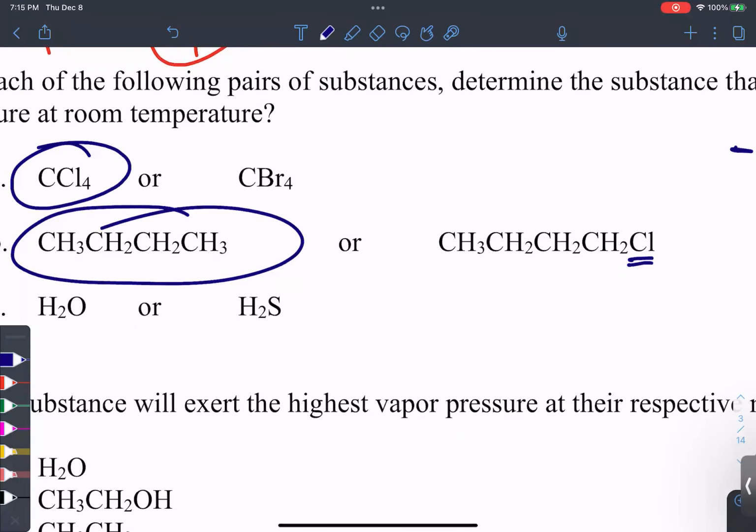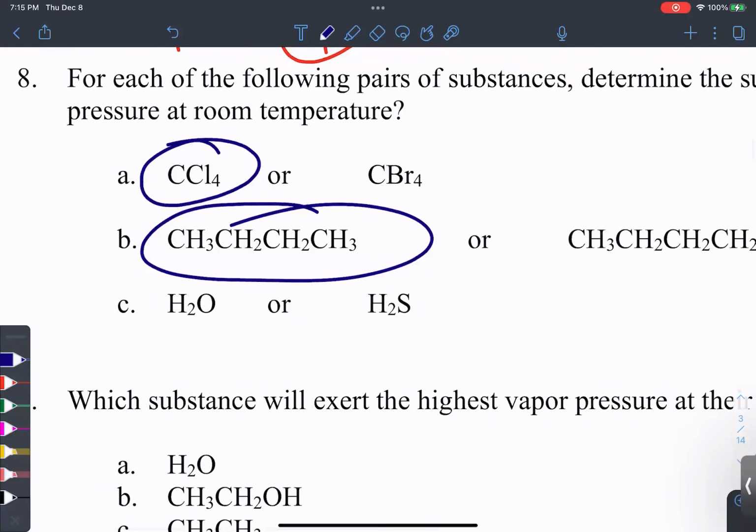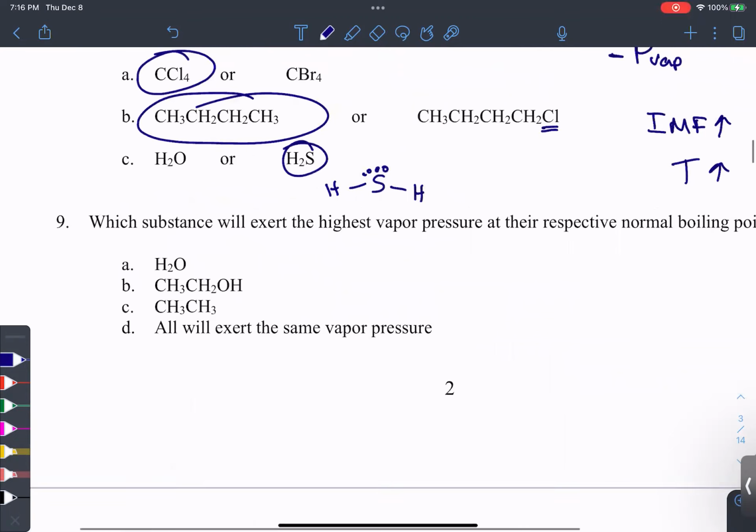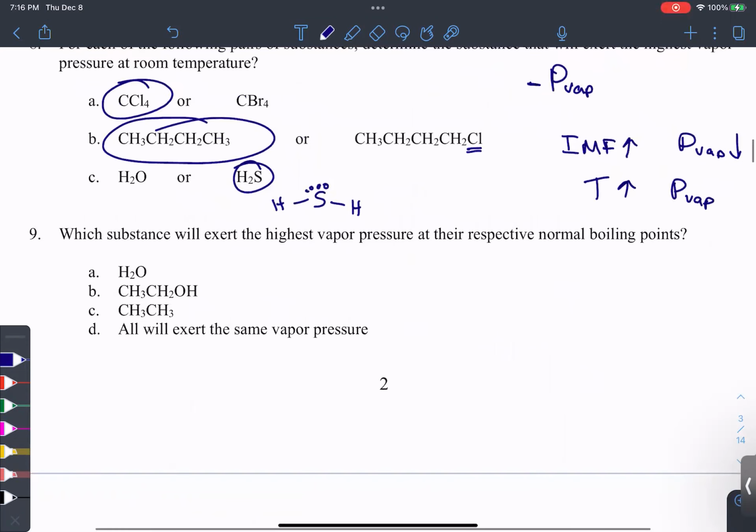And the last one, H2O and H2S. H2S, yeah, because both of them are polar, but water can hydrogen bond. Can H2S hydrogen bond? No, it cannot. But Dr. N, it has a lone pair on it. Why can't it hydrogen bond? Because it's sulfur. Sulfur is not that electronegative. Yeah, we want to look for O, N, or F. Okay, cool. Not that bad, right?